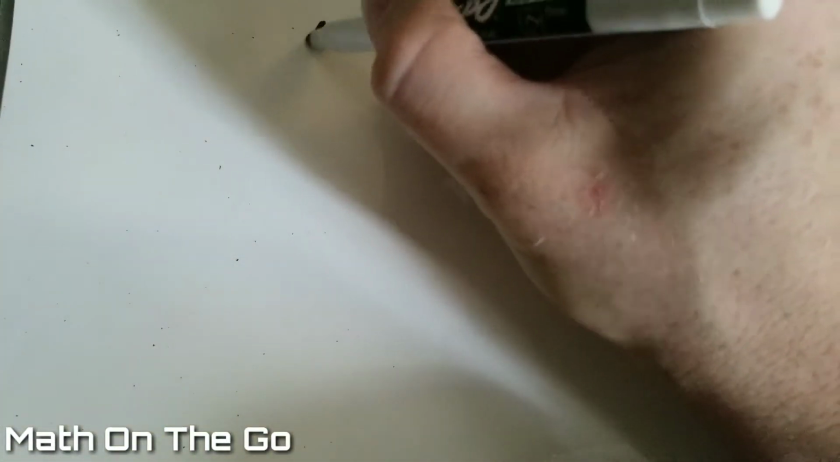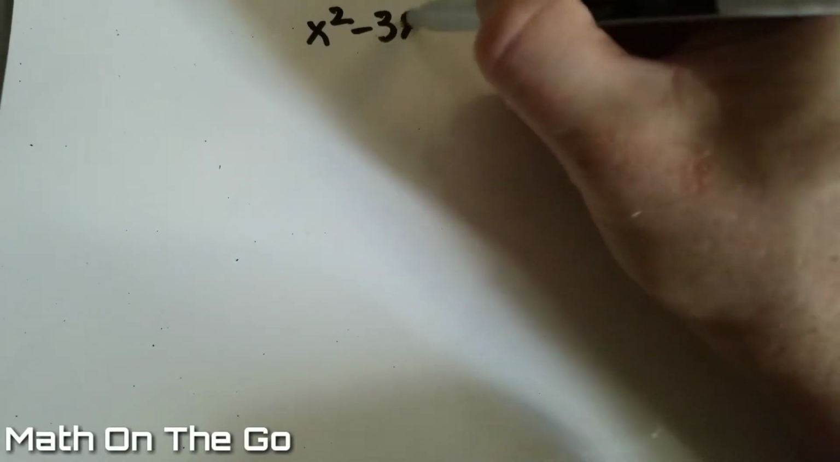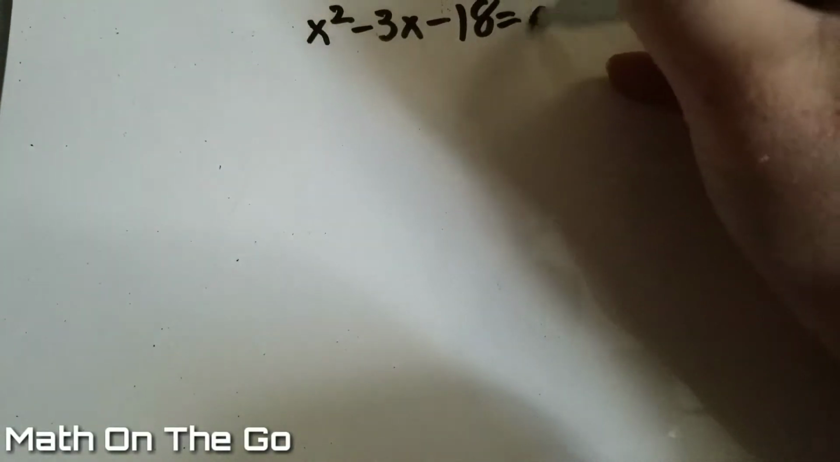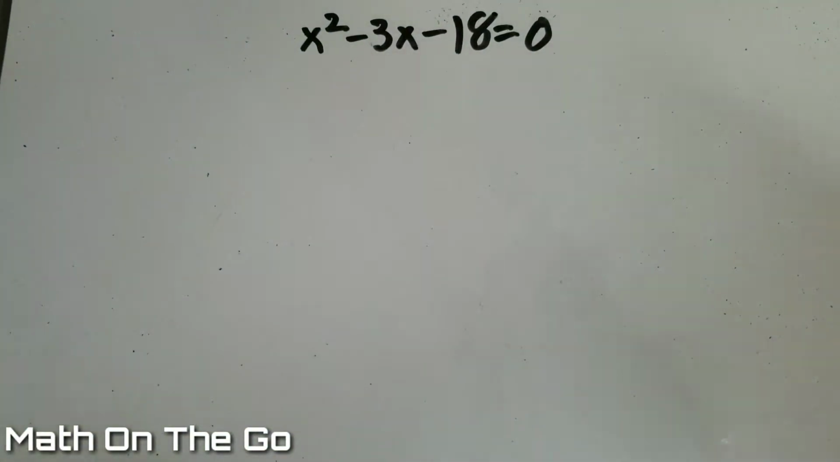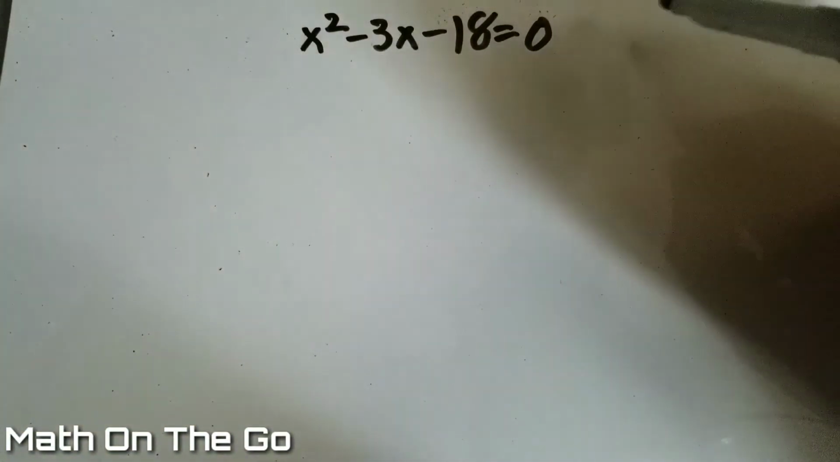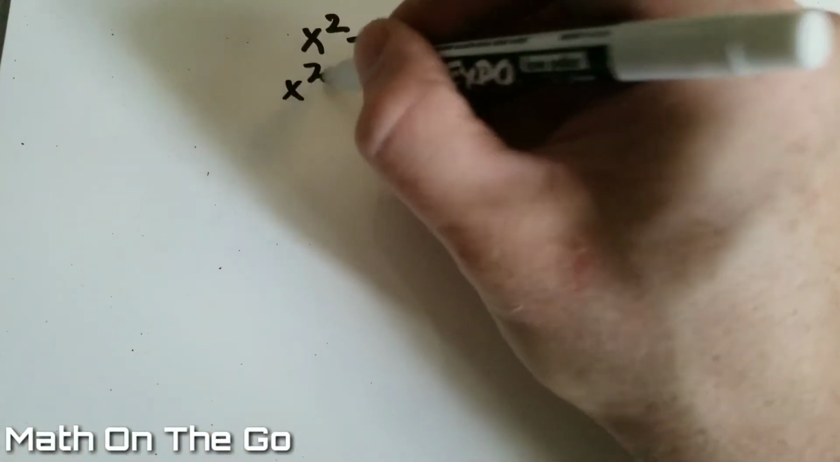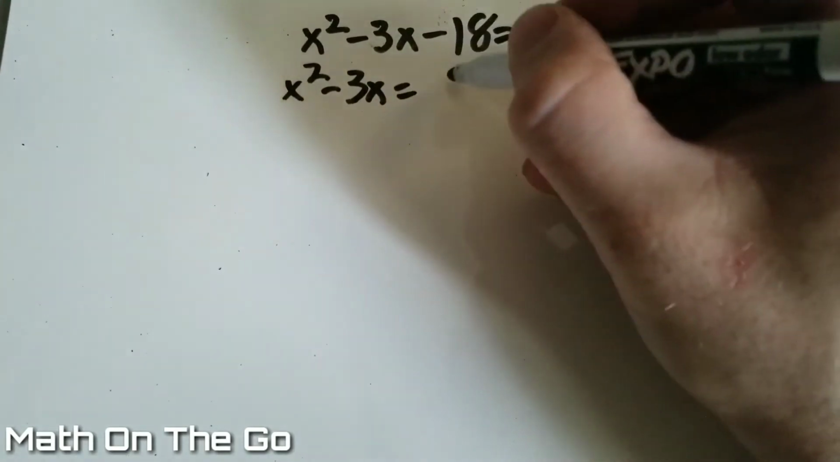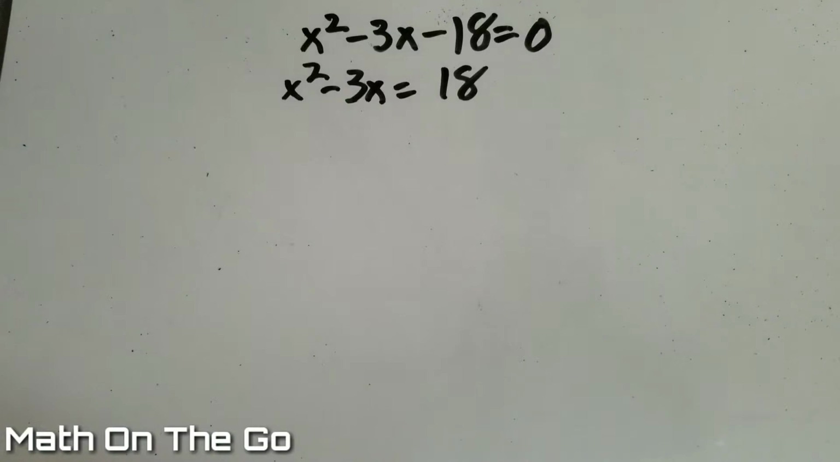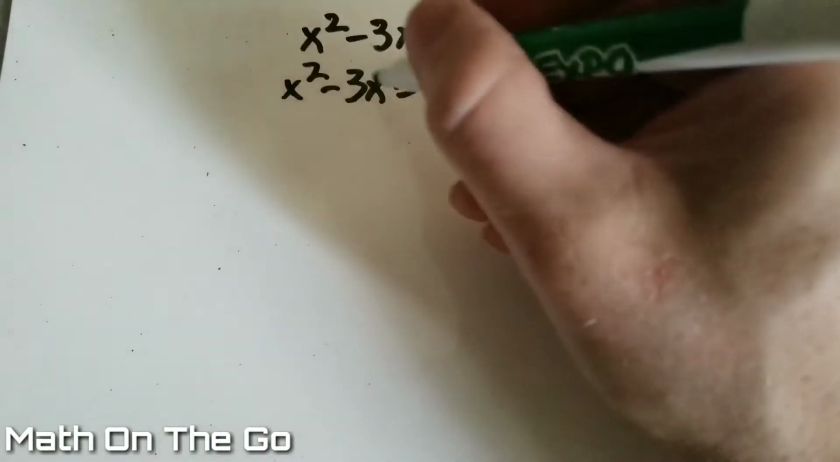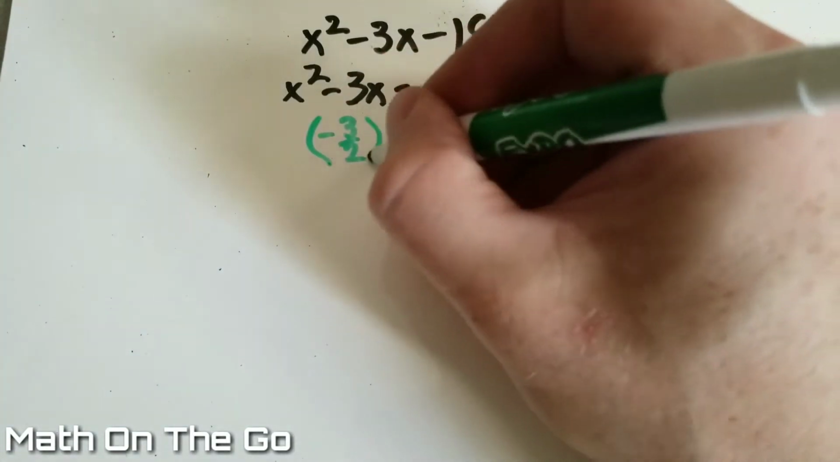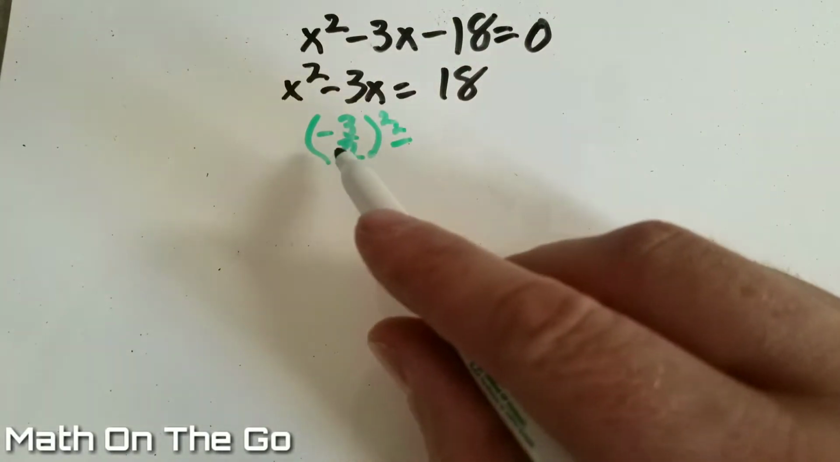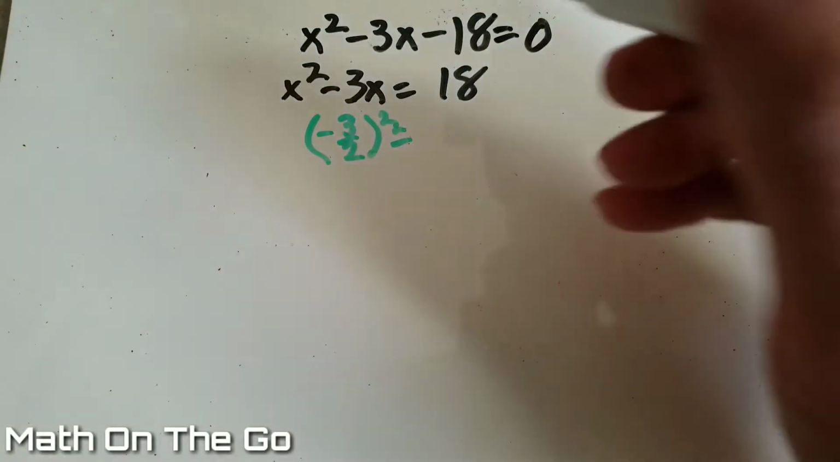Next example is going to be x squared minus 3x minus 18 equals 0. Again, we're going to take our 18 and add it to both sides. So we get x squared minus 3x equals 18. Just like we did before, we're going to take our negative 3, halve it, and then square it. So when we square this, we end up with 9 over 4.